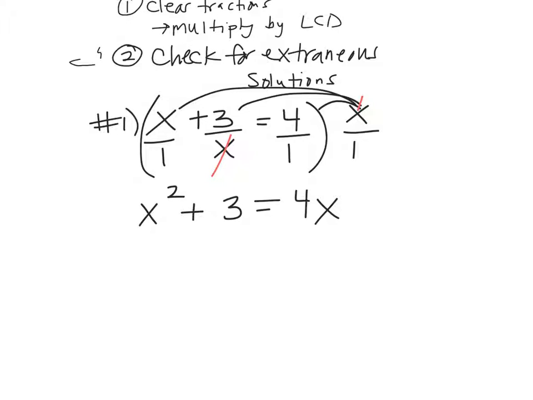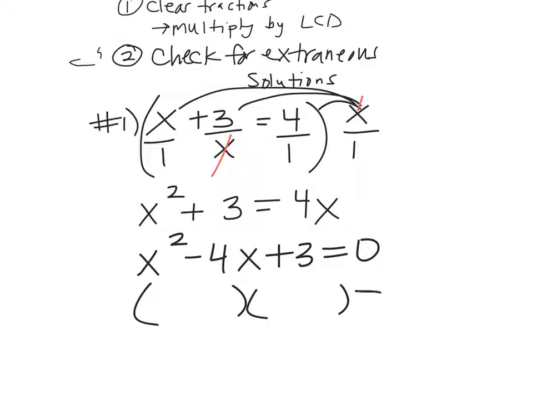This is a quadratic. Anytime you have a quadratic to solve, bring it all over to one side. So we have x squared minus 4x plus 3 equals 0. If it's factorable, try to factor it. If not, you'll have to use the quadratic formula. This one happens to be factorable. What times what is 3 and adds up to -4? A -3 and a -1. And so our answers would be 3 and 1.